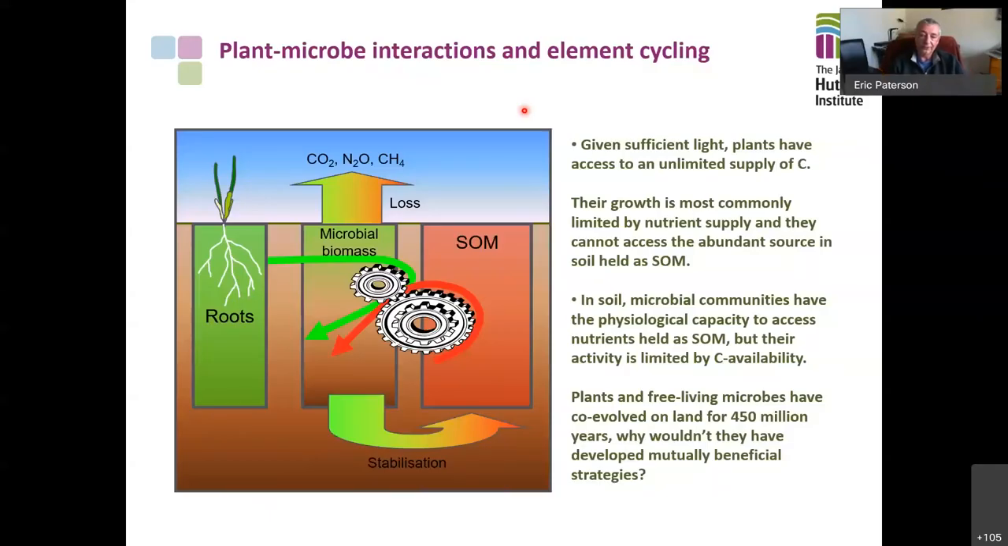Plants can't access the most abundant source of nutrients in soil, which is held as soil organic matter. And if you look at the microbial communities, it's almost a mirror image. Microbial communities, or at least some populations within communities, have the capacity to mineralize soil organic matter and access nutrients. But most commonly, their activity in soil is limited by the availability of energy-rich carbon substrates, something the plant has in abundance. So I would argue that it would be very strange if plants and free-living microbes have co-evolved on land for more than 450 million years, if they hadn't developed mutually beneficial strategies which helped to overcome those mirrored restrictions, if you like, on their productivity.